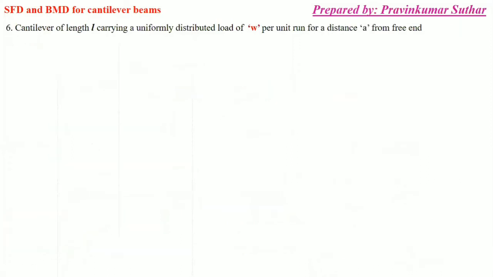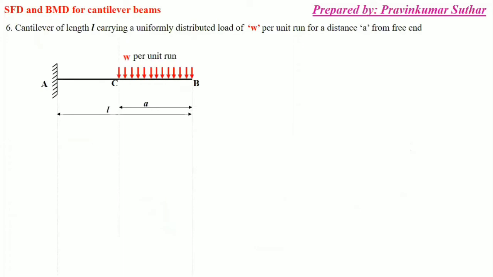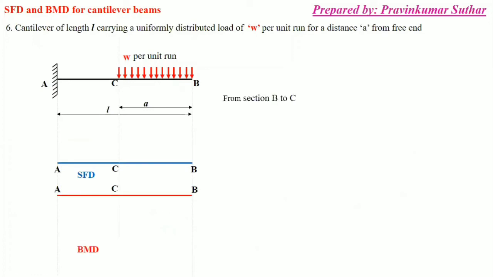So next case, this is case number 6. In this a simple cantilever beam which is having length L and at point C, till point C we have only this UDL. Now this is simple, the shear force and bending moment reference, and in this we will move first from B to C. This is section number 1 and this is section number 2. So first we will calculate for section number 1.